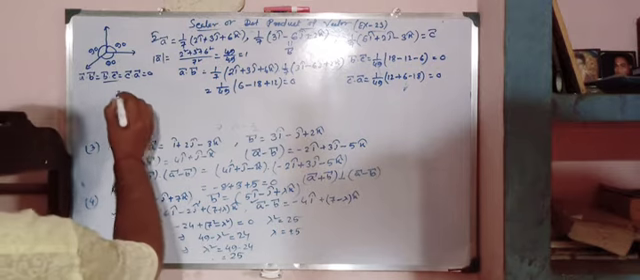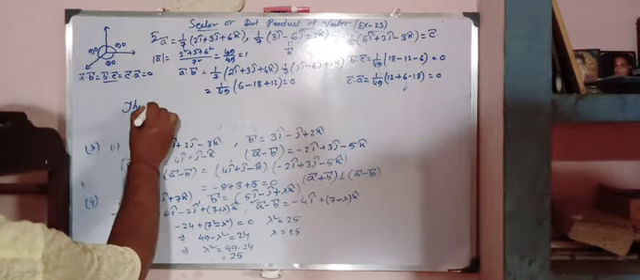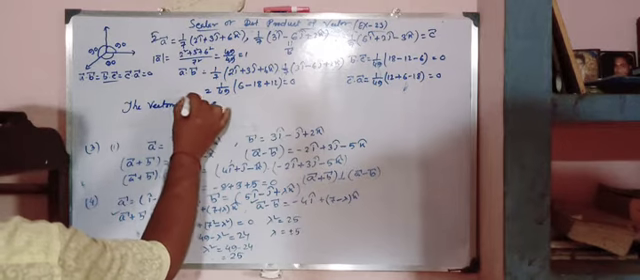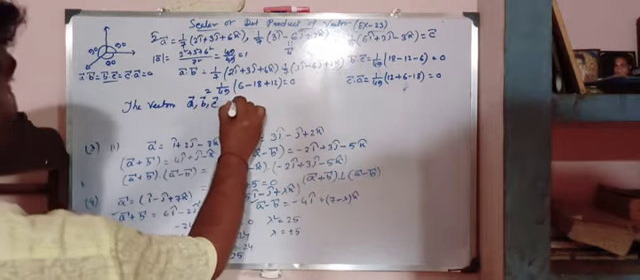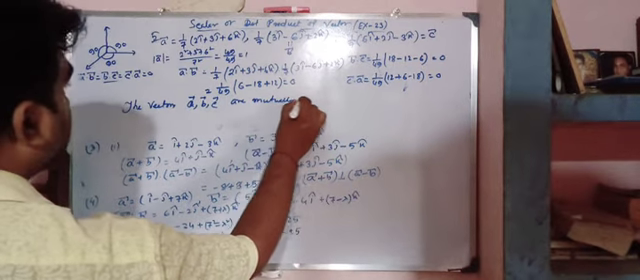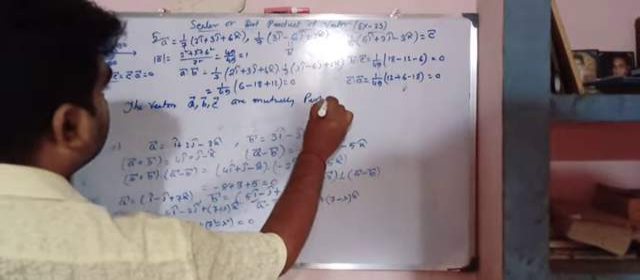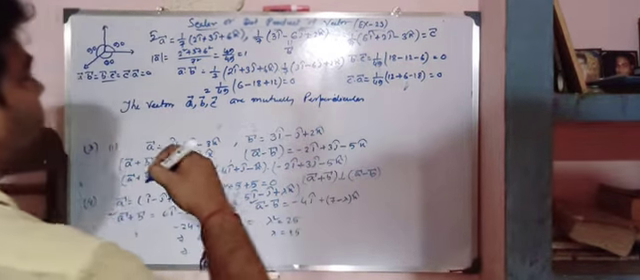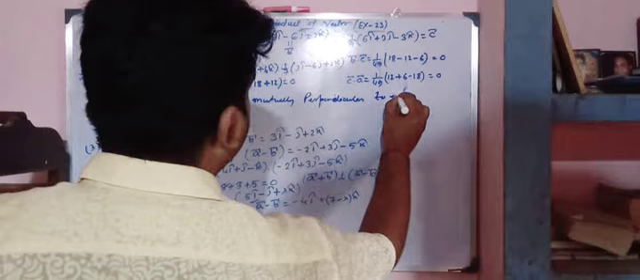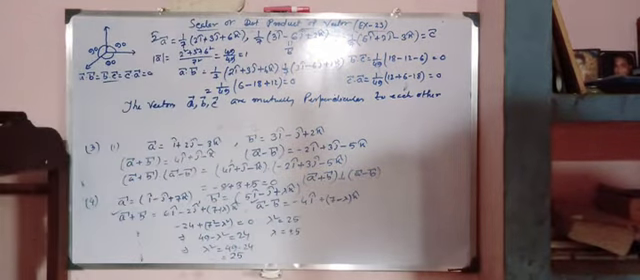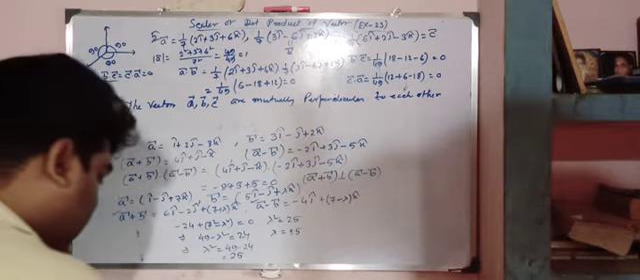The vectors A, B, C are mutually perpendicular to each other. Okay. Next, move to another question.